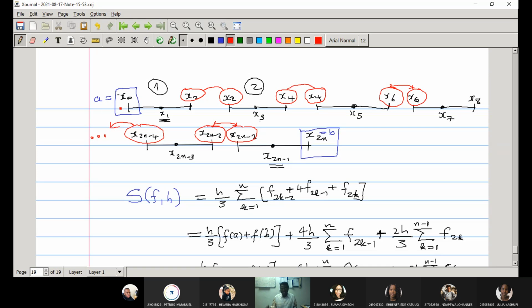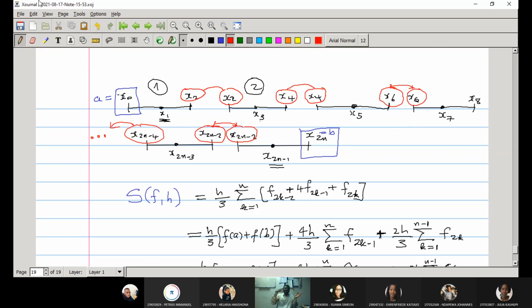The inner point, for the subinterval, there are 2 subintervals, right? When I take an integral, you have 2 subintervals, and the midpoints of the 2 subintervals are the points that I denoted by x1, x3, x5, x7. So you see that the subscripts of those points are odd. So these odd points will not be repeated. They will only be evaluated once throughout.